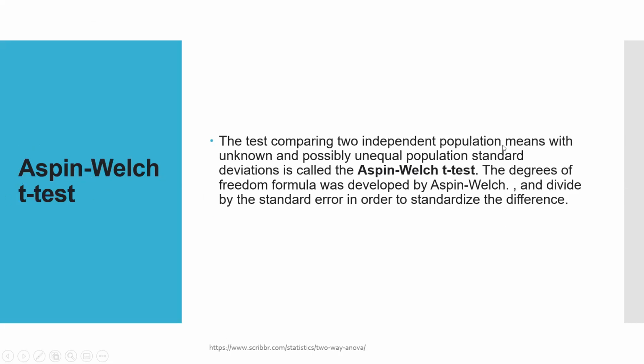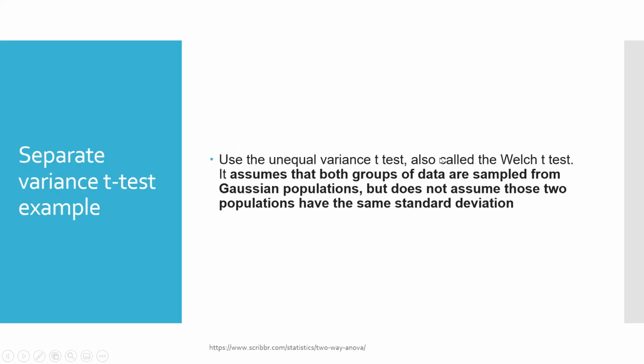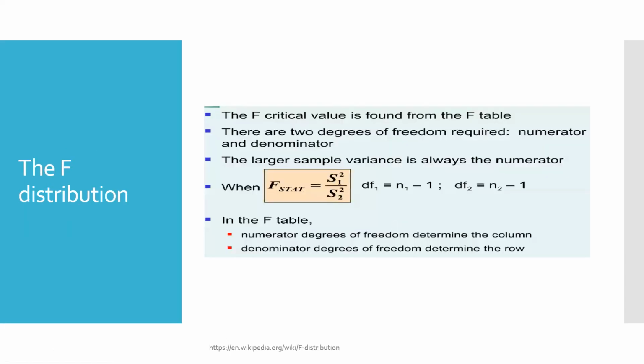This test is used for the population means when the population standard deviations are unknown. A separate variance t-test, also called the unequal variances t-test or the Welch t-test, assumes that both groups of data are sampled from a Gaussian, or normal, population, but does not assume that those populations have the same standard deviations.